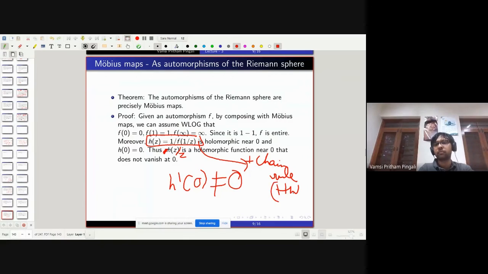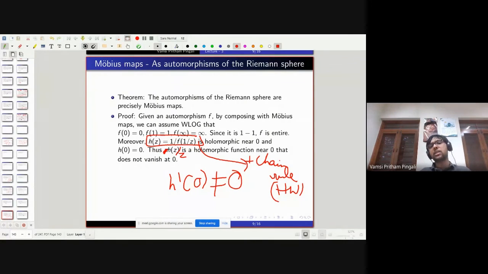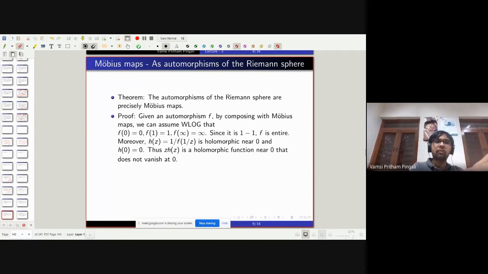Since f is one-to-one, can I not say h is one-to-one also? Yes, actually, one can directly say that h is one-to-one, because f is one-to-one and you're taking 1 by f of 1 by z. So this is the easiest way of seeing. And one-to-one functions have derivatives that do not vanish. For a holomorphic one-to-one function, the derivative does not vanish. So anyway, the bottom line is this is a holomorphic function and it's not vanishing.